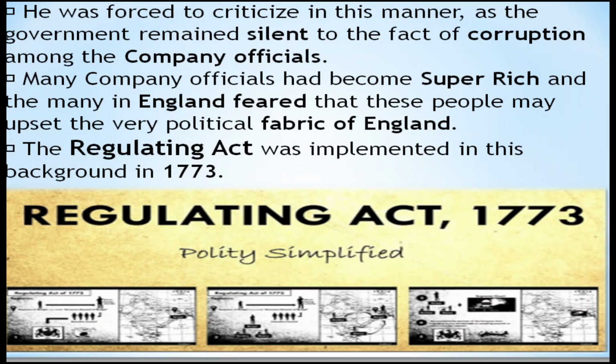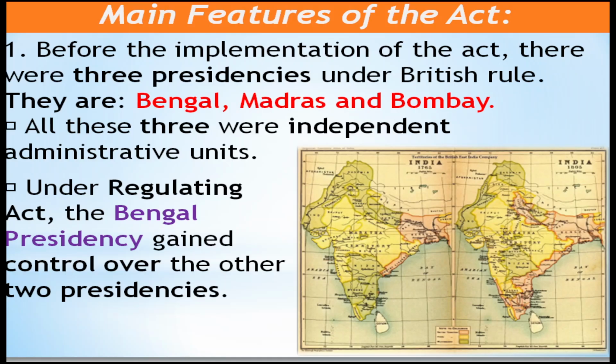Somehow they wanted to control it, so they regulated. Regulate means they wanted to control. Who? The British government wanted to control the East India Company. For that they implemented the Regulating Act in 1773. So what are the main features of this act?